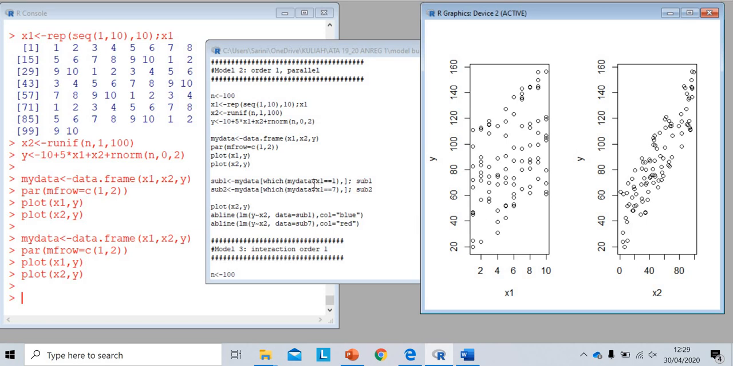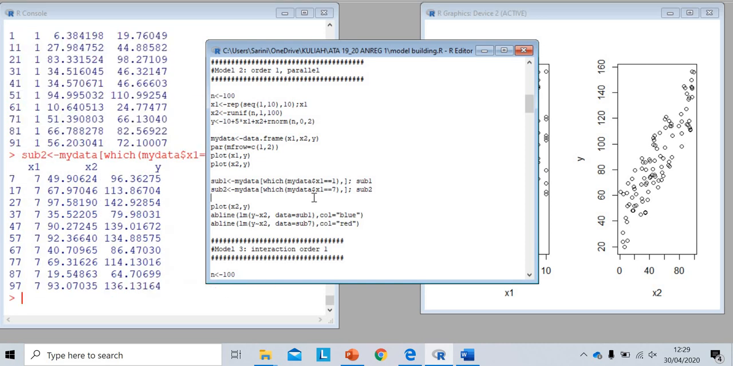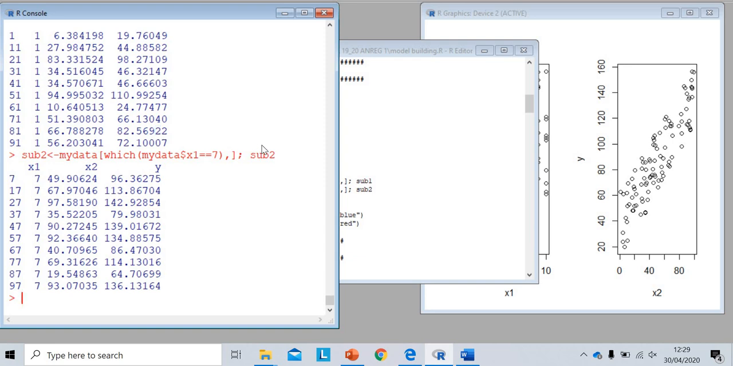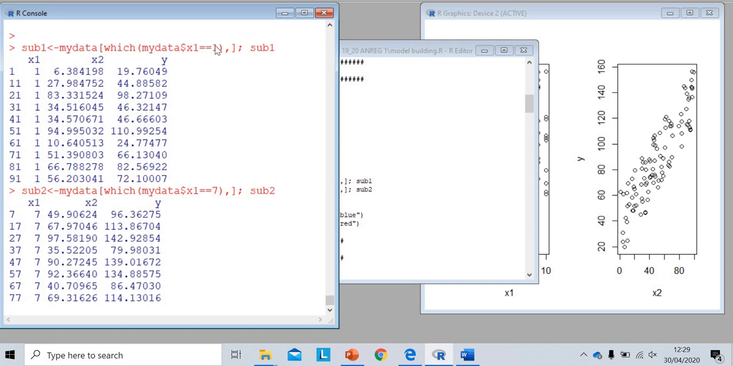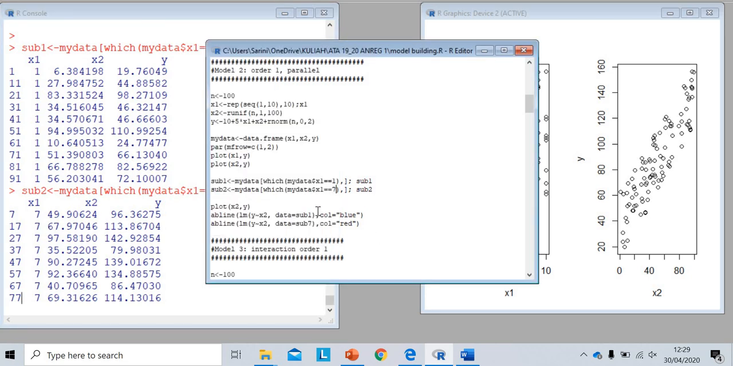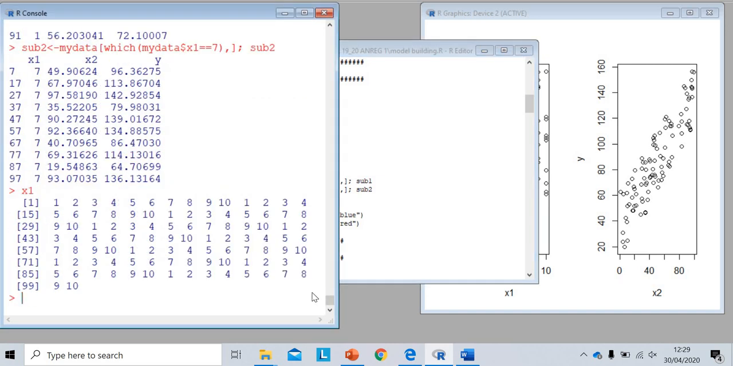That's why here we need to subset our data. The first subset is where x1 equals 1, and the second is where x1 equals 7. Or you can just change the value here. You can see x1 actually ranges from 1 to 10.